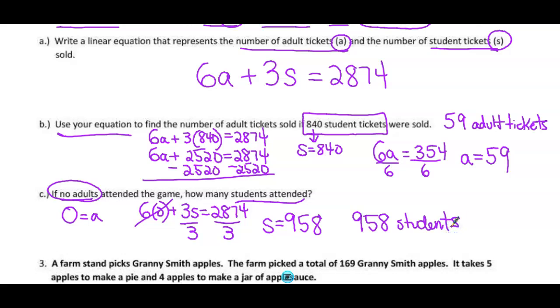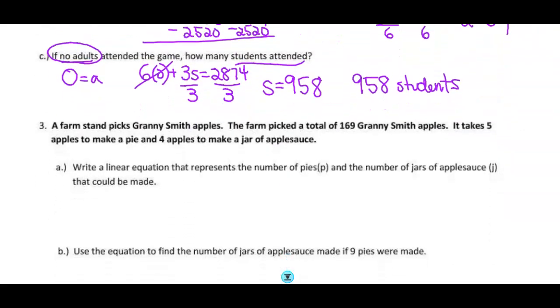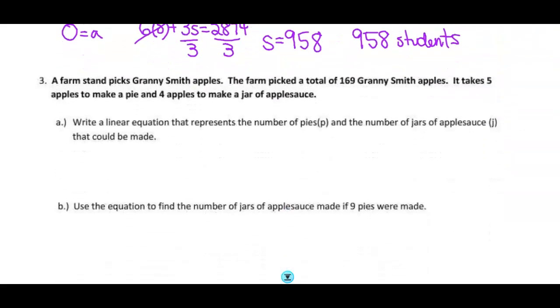Okay? So let's try another one. And you can always pause it, try it, then push play as you're watching my lesson. A farm stand picks Granny Smith apples. The farm picked a total of 169 Granny Smith apples. There's that word total. I know something has to equal 169.